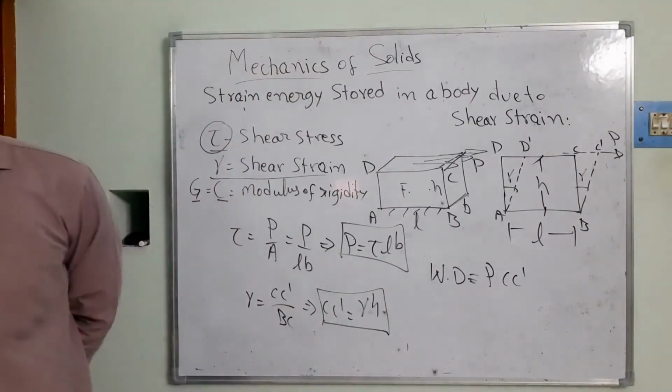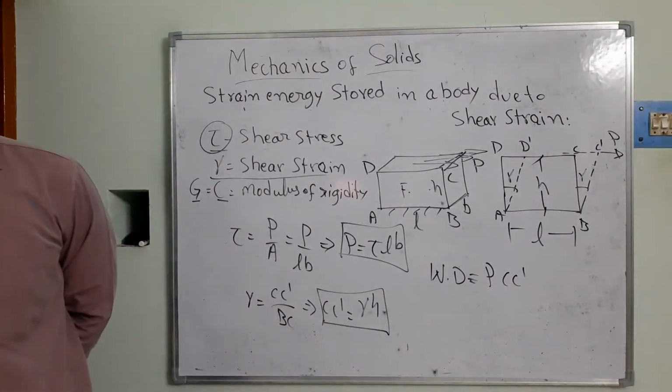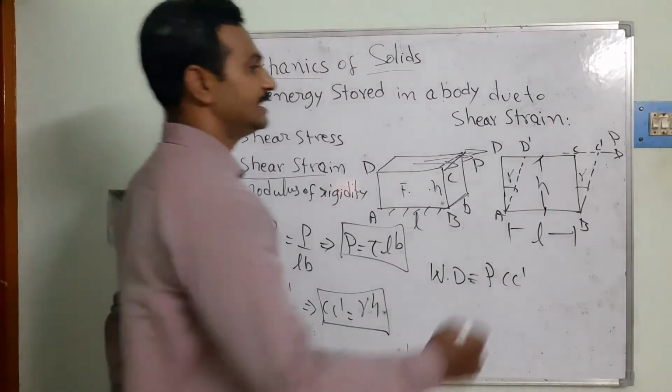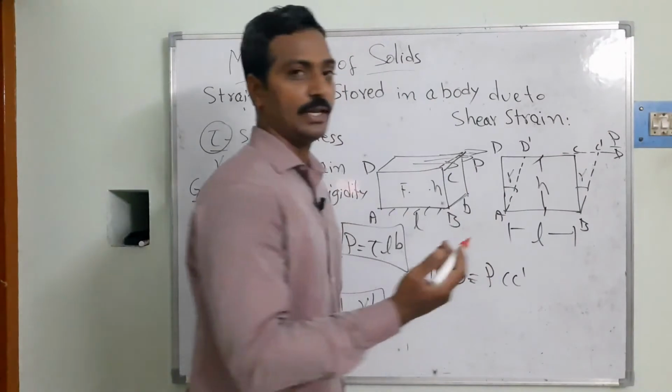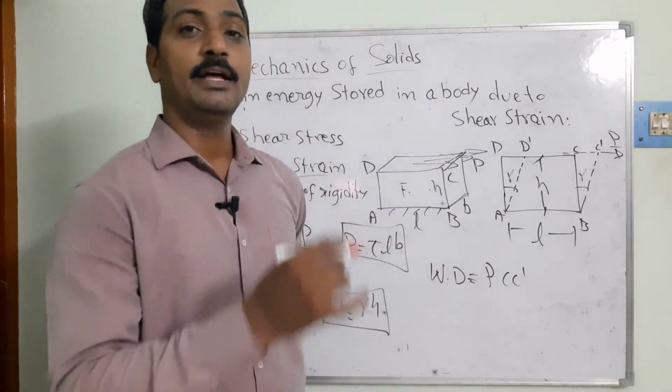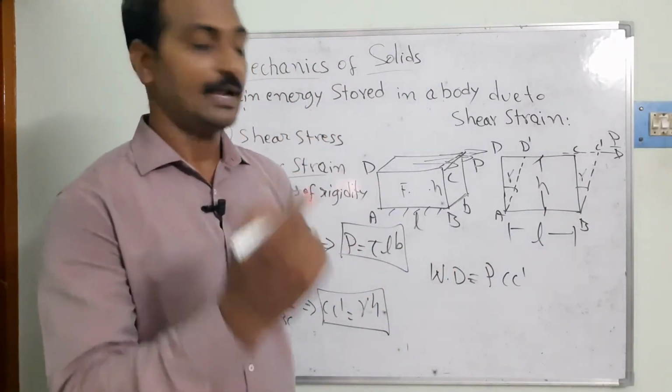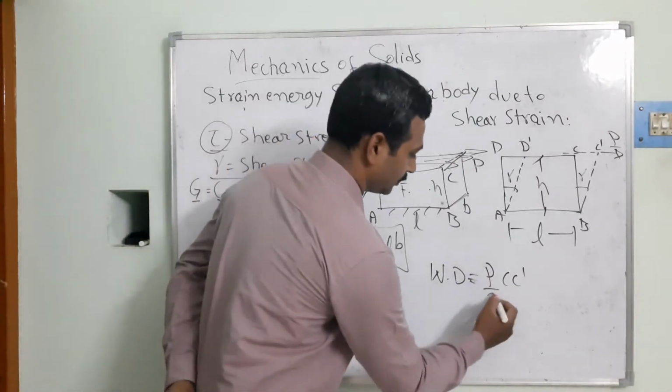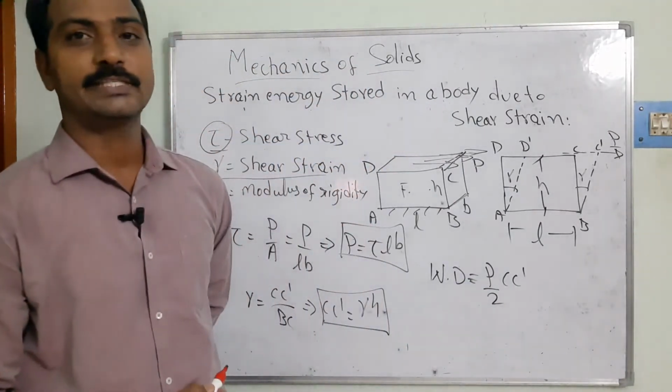Suppose it is going to be P into C dash we are considering, right? So P is the average load we are taking. That means here this P is going to be acting gradually. So again we take the load and displacement curve, and then we take the average load. That's going to be P by 2 into C dash.